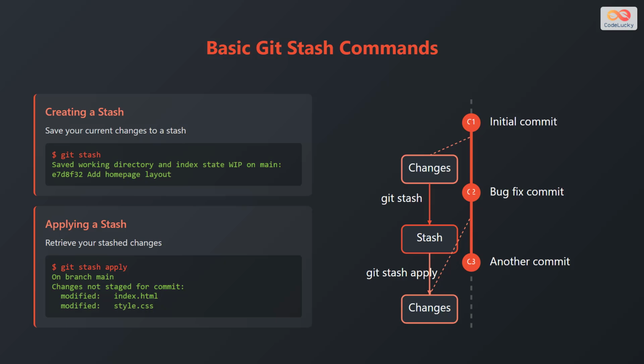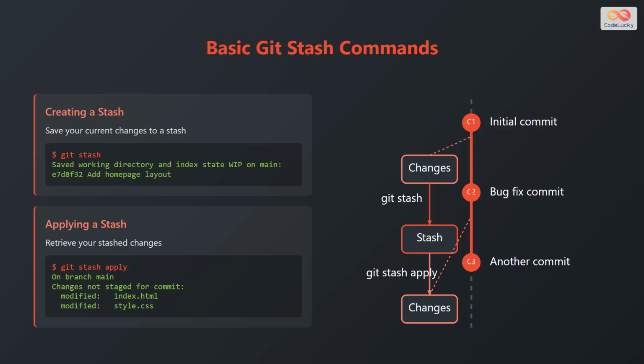To retrieve your stash changes, use git stash apply. This command applies the most recent stash to your working directory. The output indicates that changes have been restored, but are not yet staged for commit.